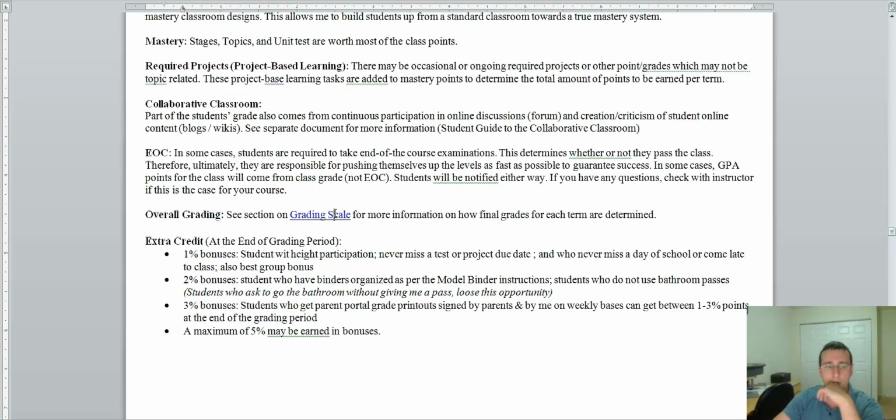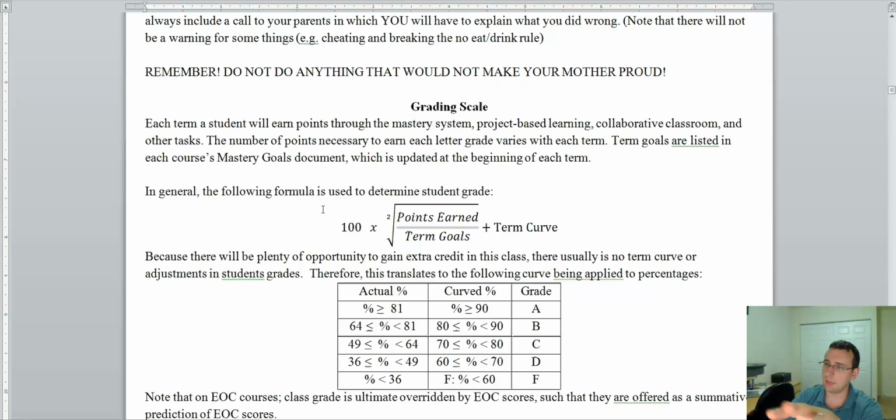Okay, so the grade scale is that on each term, like I talked about before, a student must earn a certain number of points based on the mastery system. Now, this can be earned through the mastery system, the project-based learning, the collaborative points, or sometimes other tasks. The number of points necessary to earn a certain grade varies depending on the term. Some terms have more days, and so you have more time, and so you have to do more.